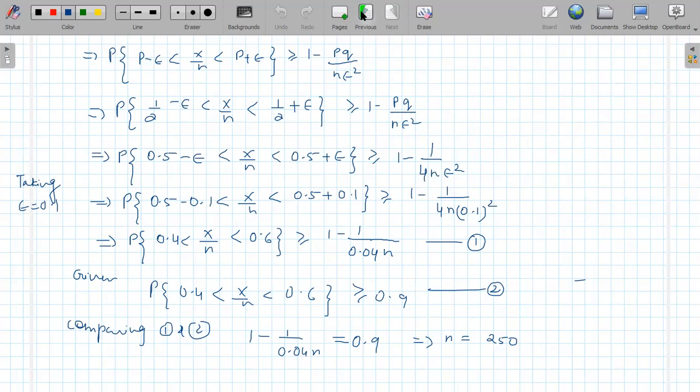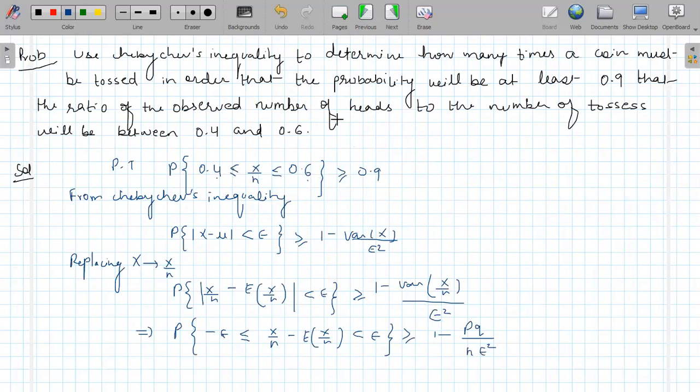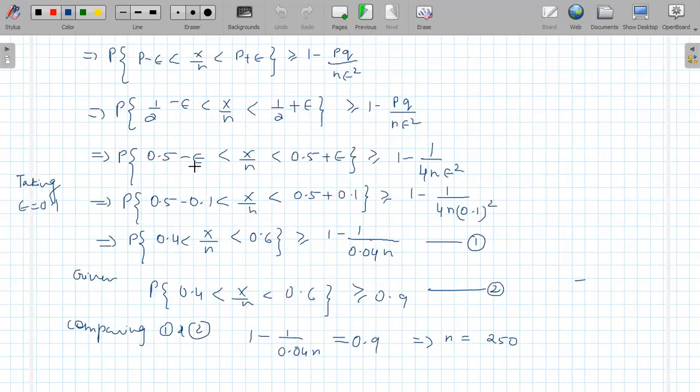Now to get 0.4 and 0.6, what we do is we take epsilon as 0.1. So we have this expression. Ultimately, we are given this equation. So to find the value of n, this must be equal to 0.9 because we want this to be greater than or equal to 0.9. So this must be equal to 0.9. So I'm putting this expression equal to 0.9. By solving it, we'll get n is equal to 250.